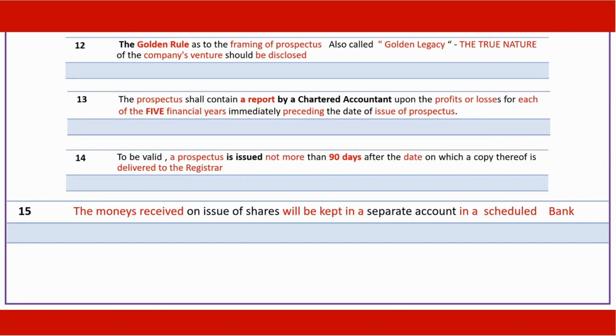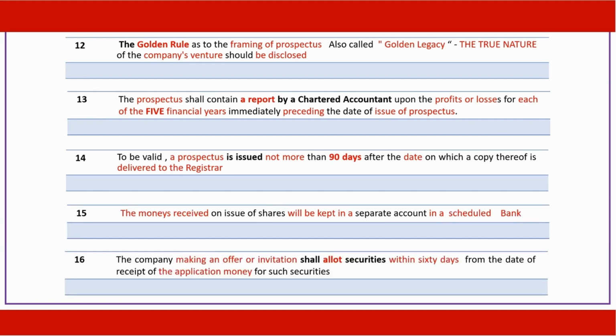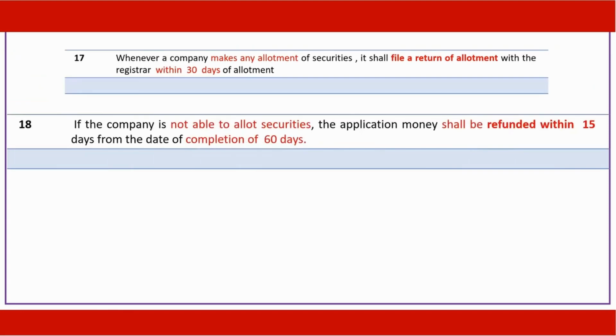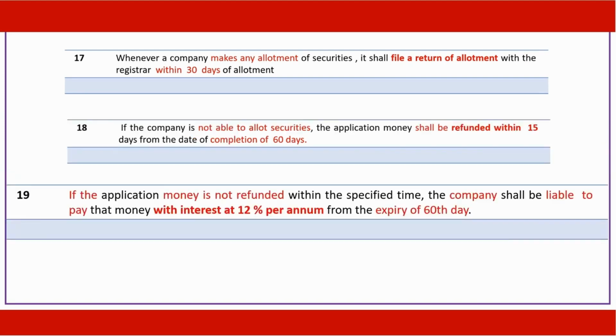Any money which is received under a public issue has to be kept in a scheduled bank pending allotment of shares. Any company making an offer or invitation to allot securities has to allot within 60 days from the receipt of application money. When the company makes allotment, it has to file a return of allotment with the registrar within 30 days of allotment. If the company is not able to make allotment, it shall refund within 15 days from the date of completion of 60 days. If the company is not able to refund within 75 days, it shall be liable to pay interest of 12% per annum from the 60th day.